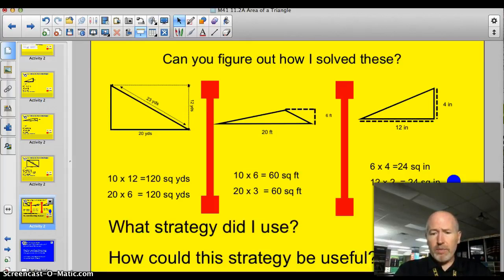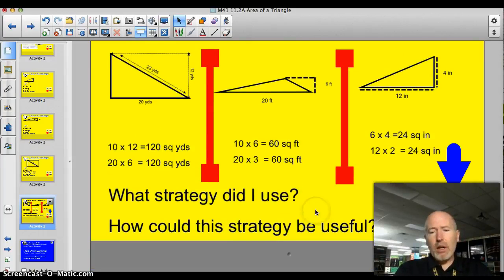Got something underneath here. Why did I use it? A lot of times I figure out the area of a triangle by using 1/2 base times height, and I check it with that strategy. Just cut a side, or cut the base or the height in half, and determine it. So hopefully that'll give you something to think about.